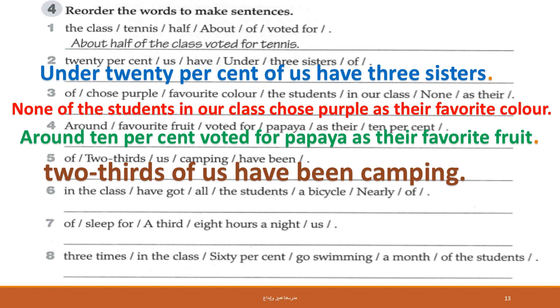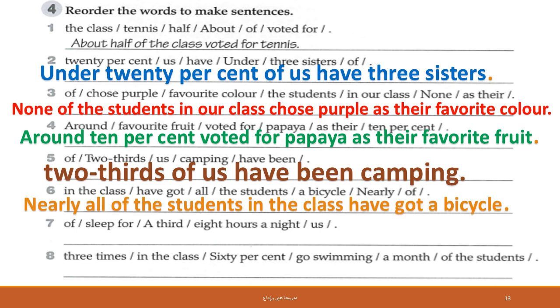Number 6. In the class have got all the students a bicycle nearly of. We will start with a capital. Where is the capital? Nearly. Yes, nearly all of the students in the class have got a bicycle.